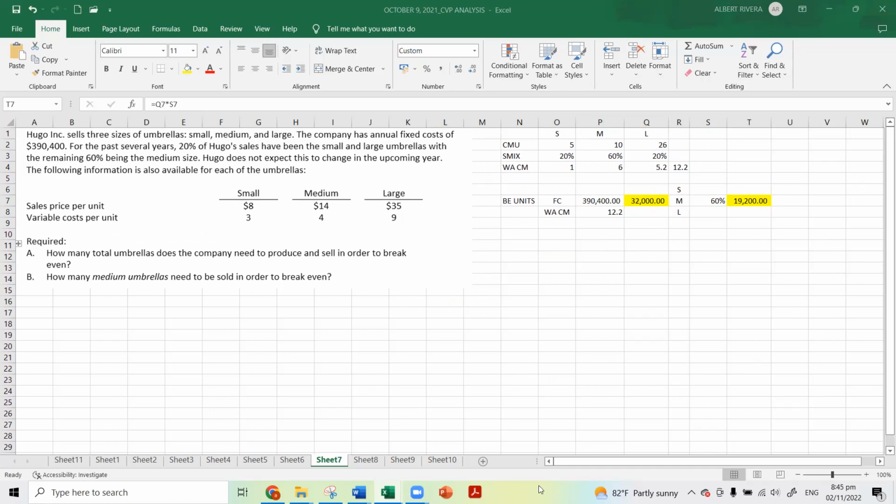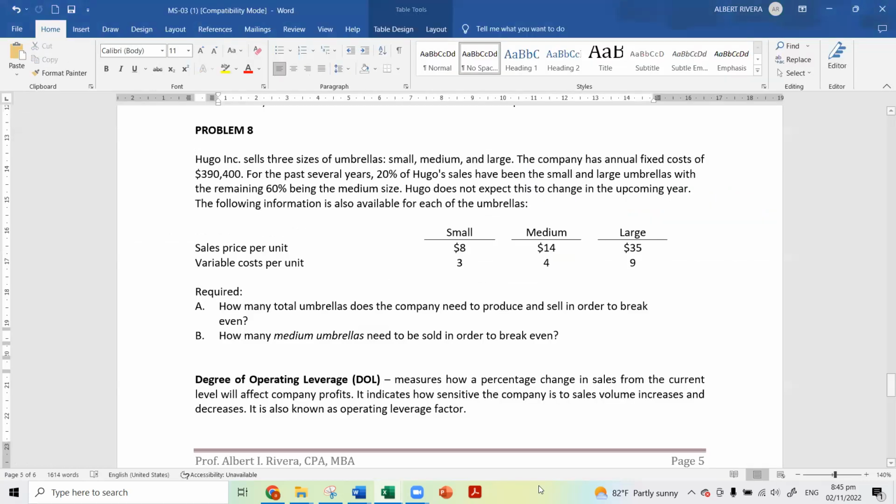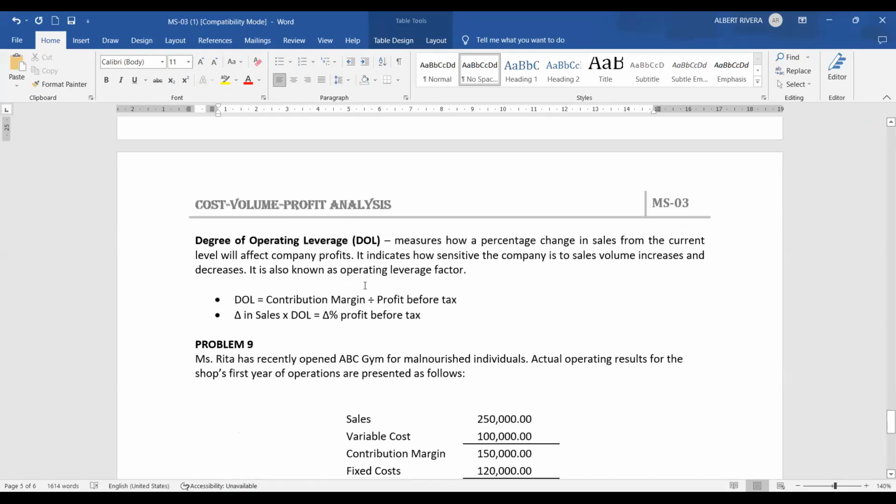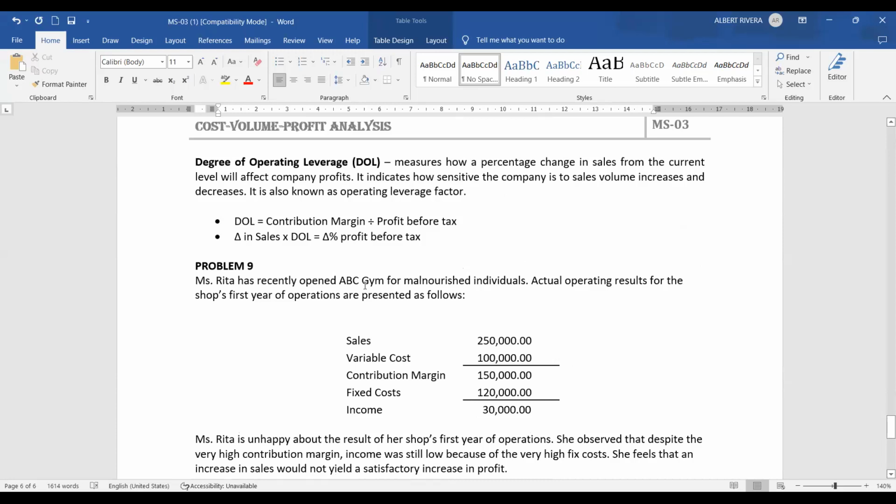The next is your degree of operating leverage. The DOL measures how a percentage change in sales from the current level will affect the company's profits. It indicates how sensitive the company is to sales volume increases and decreases. It is also known as the operating leverage factor. So to compute for the DOL, you must use the contribution margin divided by the profit before tax.